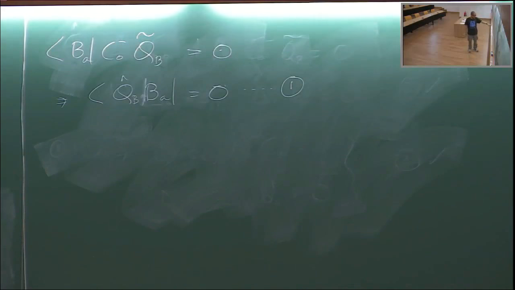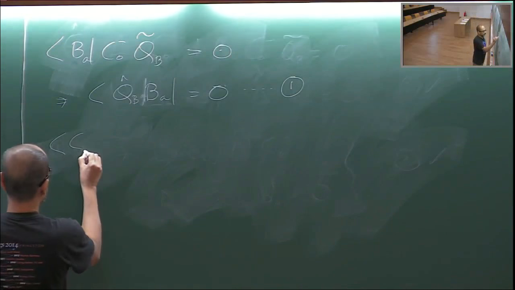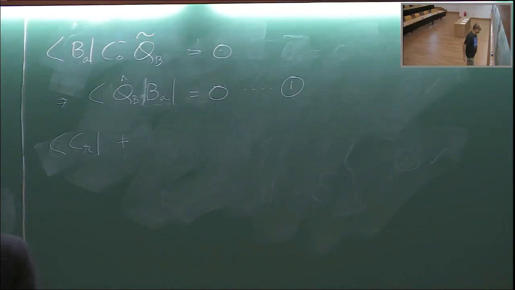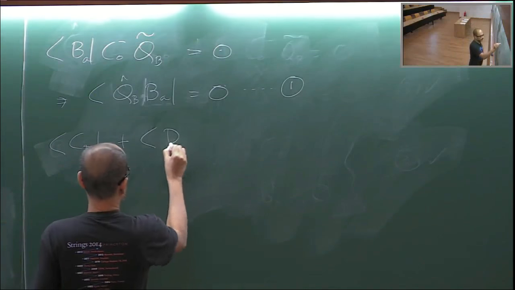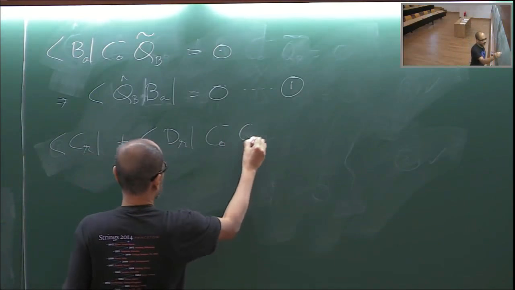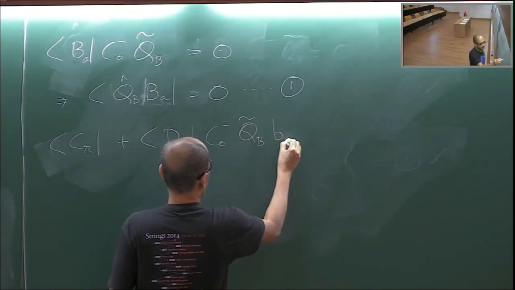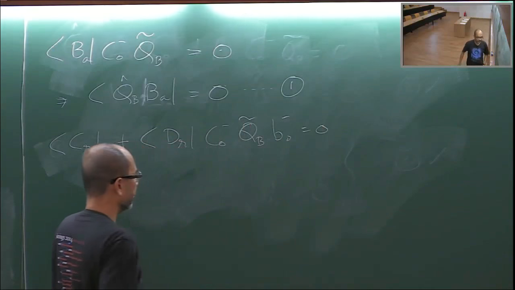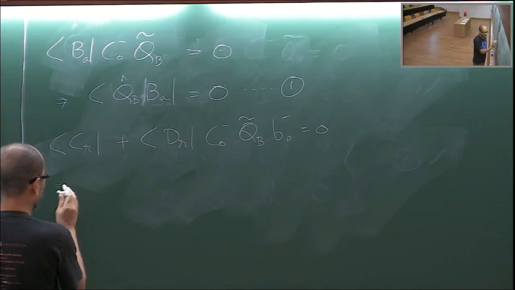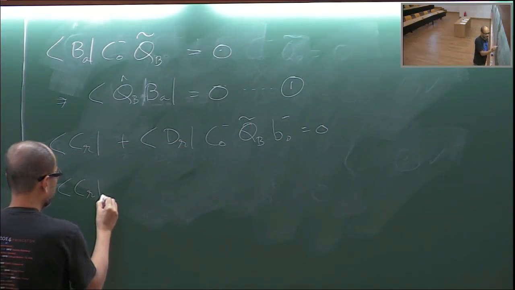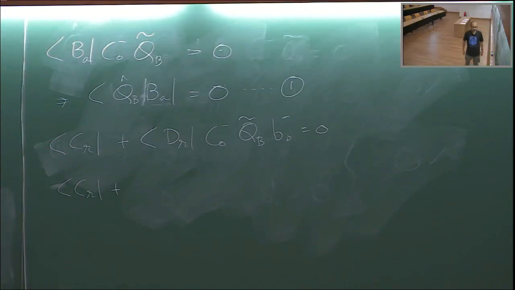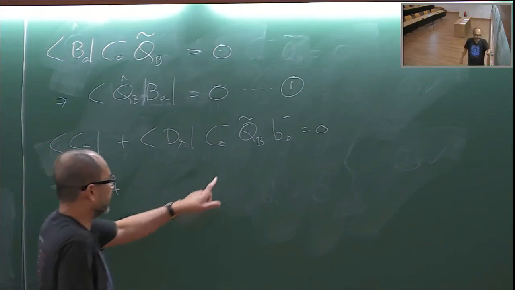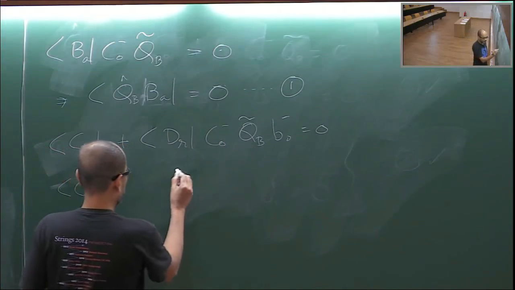Now let's look at the QB hat UR coefficient. So you get CR plus, again I apply B0 minus, dr C0 minus QB tilde B0 minus equal to 0. And again by this property, now I'll keep track of the sign. CR plus, so QB tilde, let me write the expression first.